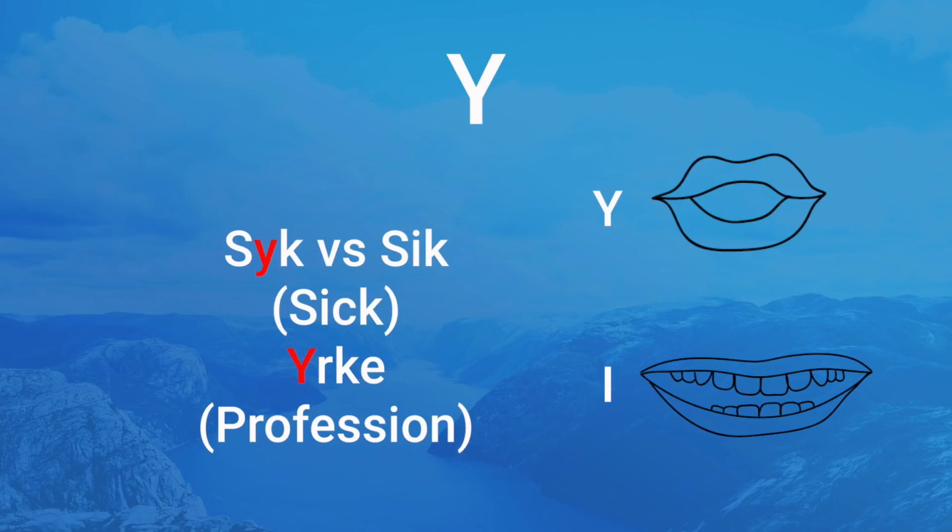The letters Y and I can sound very similar in Norwegian. To make the Y sound, purse your lips. To make the I sound, widen your mouth.